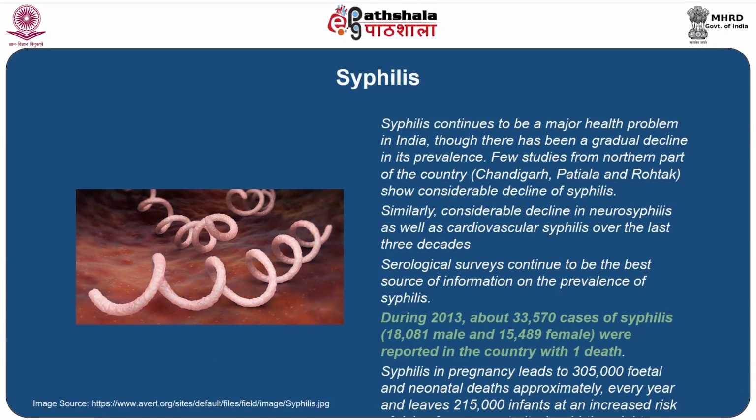Syphilis. Syphilis continues to be a major health problem in India, though there has been a gradual decline in its prevalence. Few studies from the northern part of the country, like Chandigarh, Patiala, Rohtak, etc., show considerable decline of syphilis. Similarly, a considerable decline in neurosyphilis as well as cardiovascular syphilis over the last 3 decades has also been reported. Serological surveys continue to be the best source of information on the prevalence of syphilis. During 2013, about 33,570 cases of syphilis were reported in the country with 1 death.